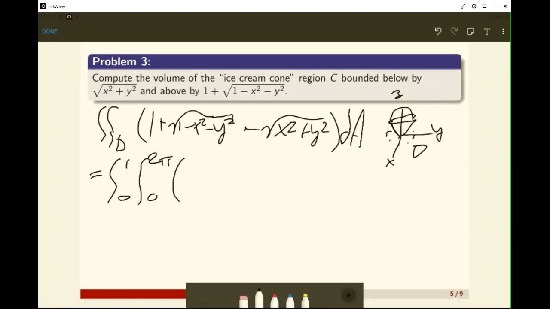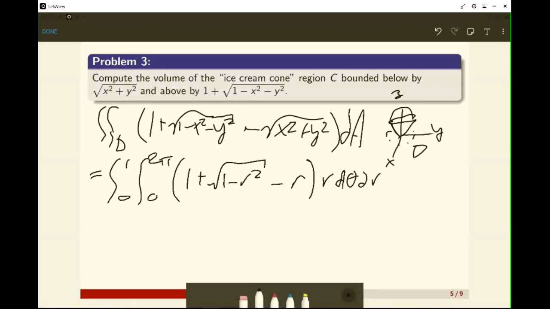And so hopefully, x and y only come in as x squared plus y squared, which is r squared. And so our function is 1 plus the square root of 1 minus r squared minus the square root of r squared, so r. Here we've got our factor of r from the Jacobian determinant, the area element. And as written, it's d theta dr, but we can exchange the order of r and theta in that element.